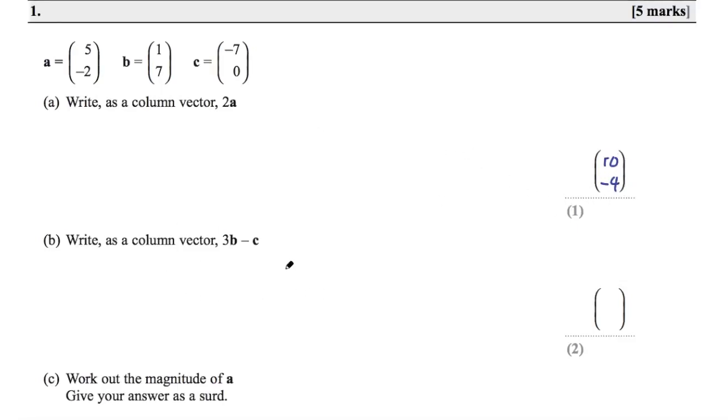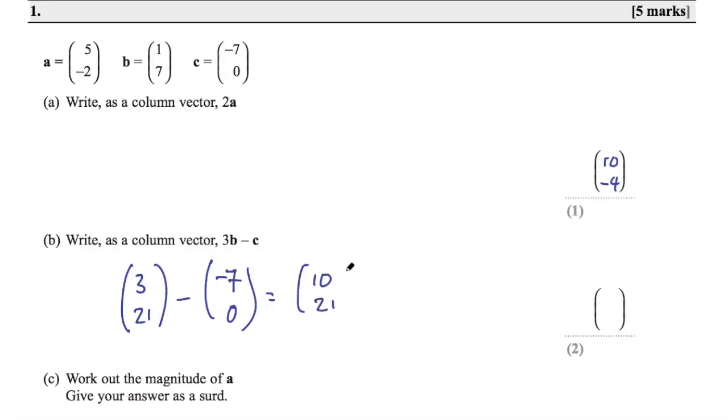Part B says write as a column vector 3B minus C. So here we need to multiply B by 3 and then subtract C. So 3 lots of B will be 3 times 1, which is 3, and 3 times 7, which is 21. And then subtract C, which is (-7, 0). So 3 minus -7, that's 3 plus 7, so that's 10. And 21 minus 0, that's 21. So 3B minus C will be (10, 21).